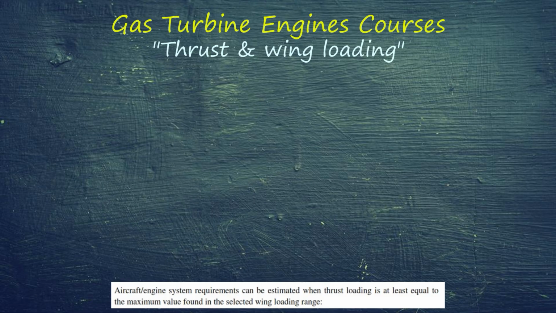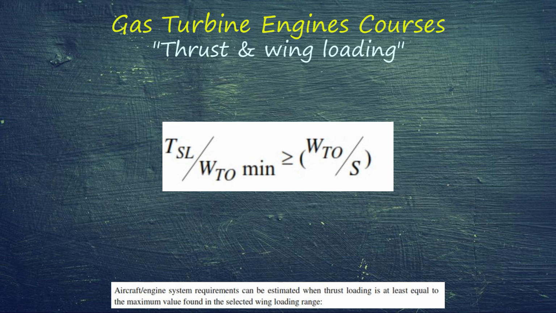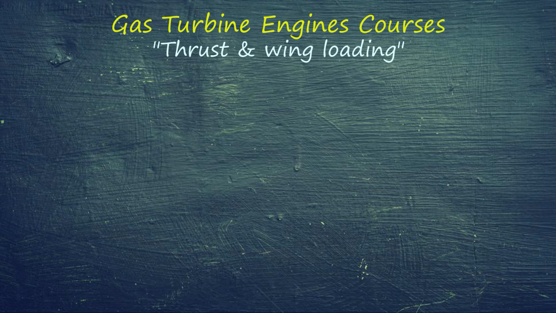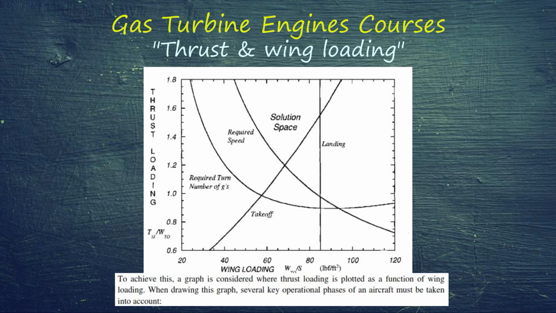Aircraft engine system requirements can be estimated when thrust loading is at least equal to the maximum value found in the selected wing loading range. To achieve this, a graph is considered where thrust loading is plotted as a function of wing loading. When drawing this graph, several key operational phases of an aircraft must be taken into account.